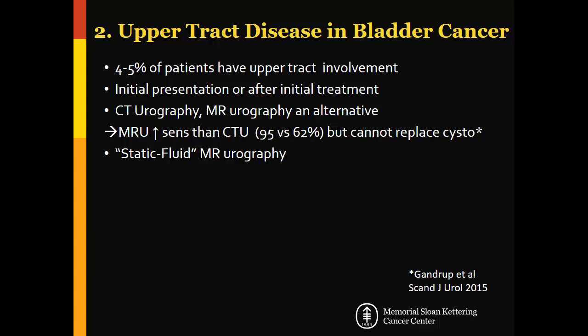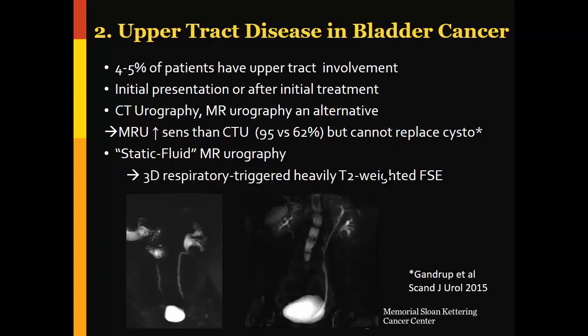With MRU, we take advantage of the different methods for evaluating the renal collecting systems and ureters that MR affords, such as evaluating through static fluid techniques that can be various forms of T2-weighted images, including this 3D respiratory triggered heavily T2-weighted FSE sequence that David showed quite elegantly in the talk this morning. It's akin to the MRCP-like sequences and very good for delineating the ureters without having to use intravenous contrast.